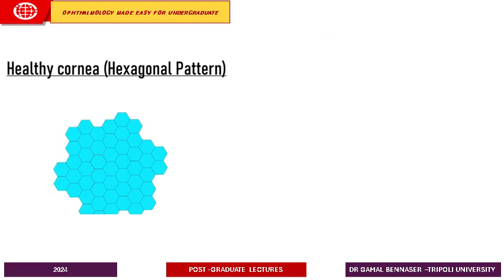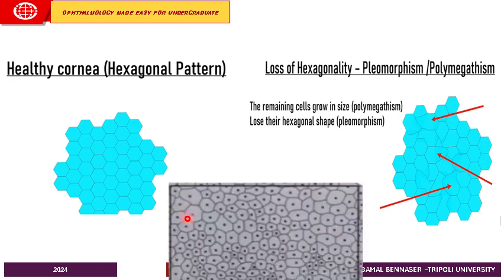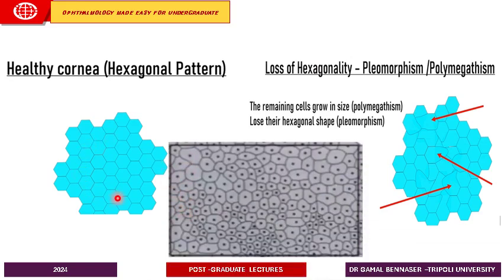In this slide, I will show you the normal shape of the endothelial cells, which is hexagonal, with 6 borders and 6 faces. So this is the normal appearance of the endothelial cells, the hexagonal pattern. This mosaic and hexagonal pattern is disturbed whenever there is damage to the endothelium. So the healing process will start, and because the endothelium is not capable of multiplication, it will be reflected by changes in the cell size.